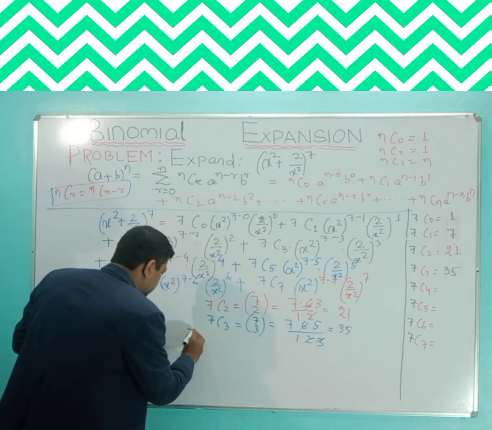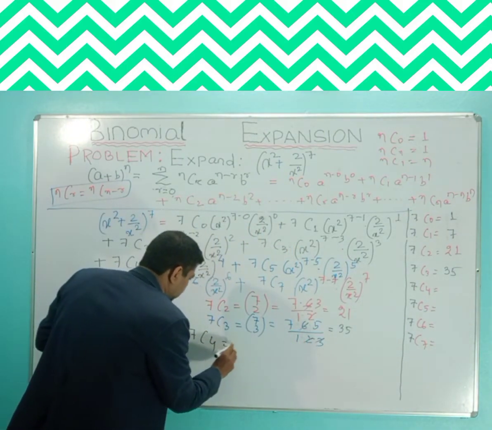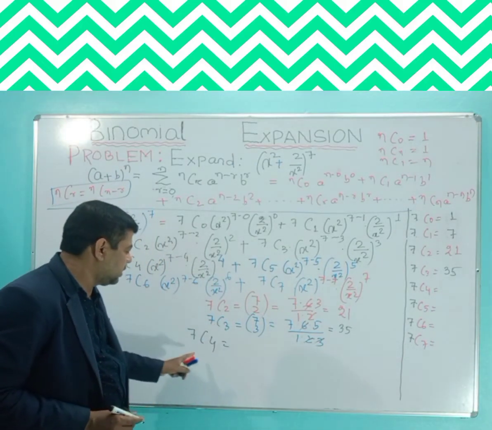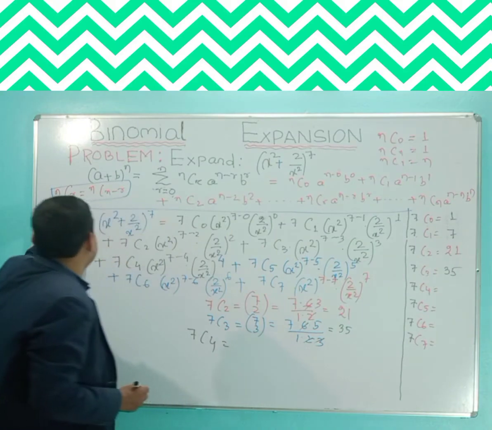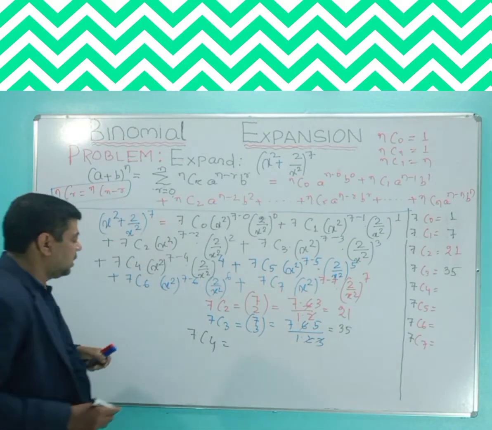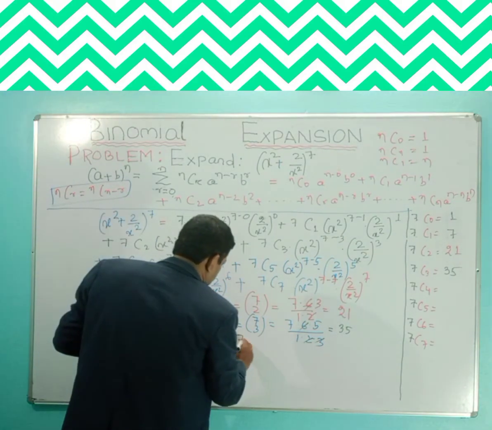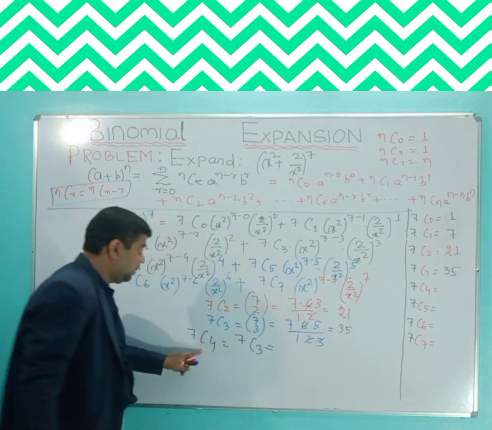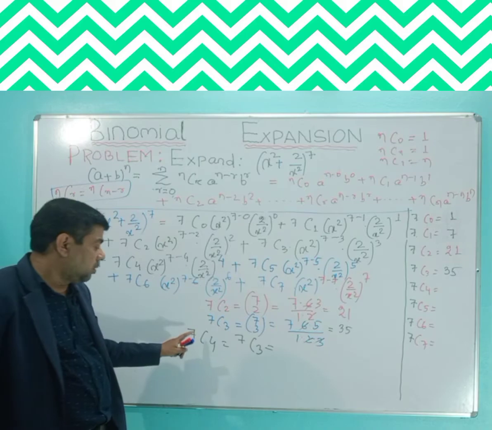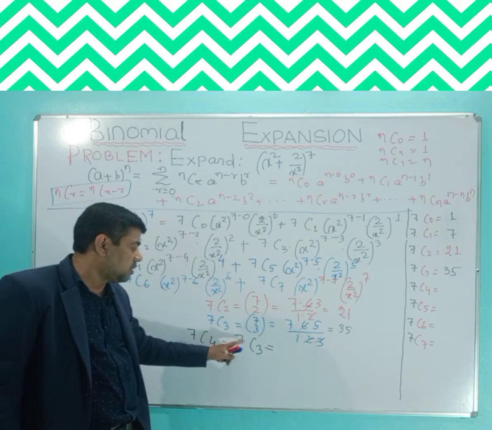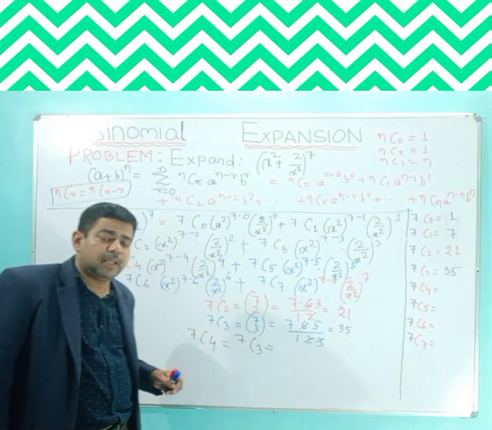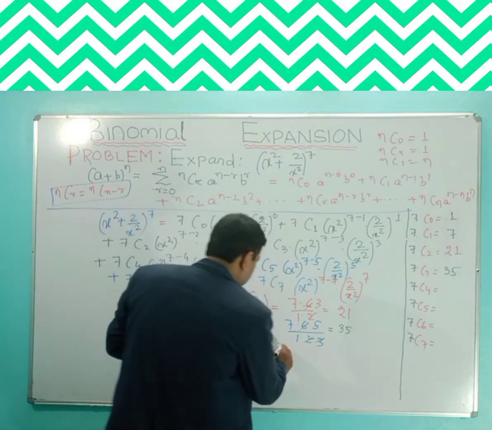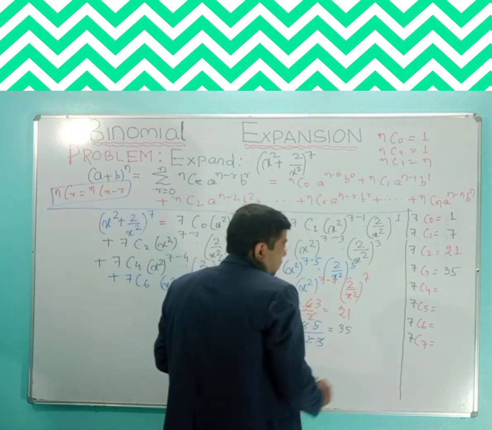Then you write 7C4. Here the value of r is increasing, so we can use the formula nCr is equal to nC(n minus r). 7 minus 4 is 3, which is 7C3. It means the value of 7C4 is equal to the value of 7C3. Yes or no? We already got the 7C3 value as 35, so you write 35.